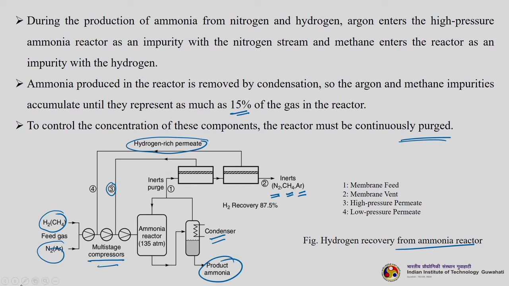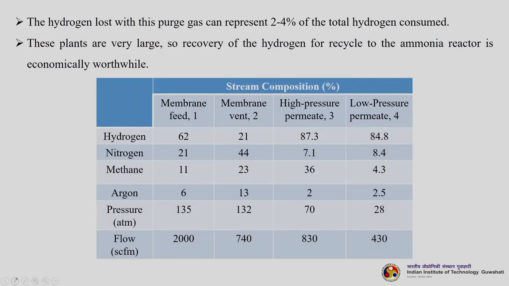So, you are basically enriching hydrogen. The hydrogen lost with this purge gas can represent usually 2 to 4% of the total hydrogen consumed. These plants are very large. So, the recovery of hydrogen to the ammonia reactor is economically worthwhile.